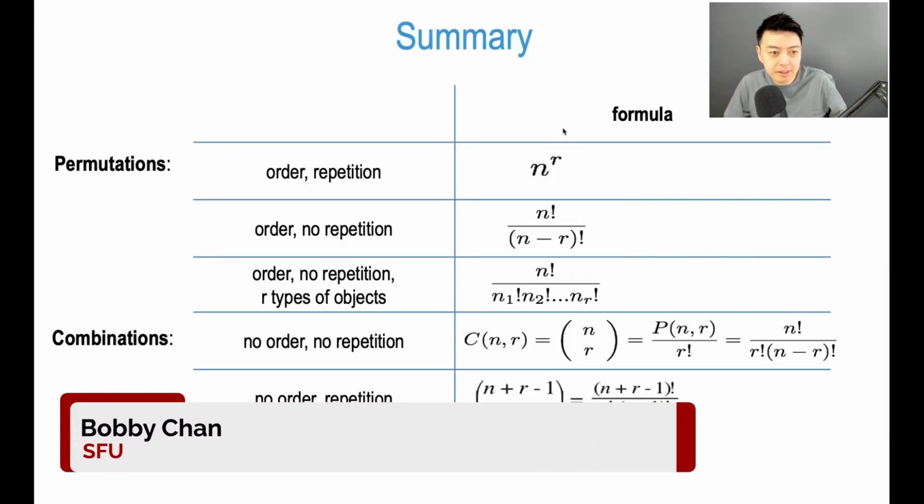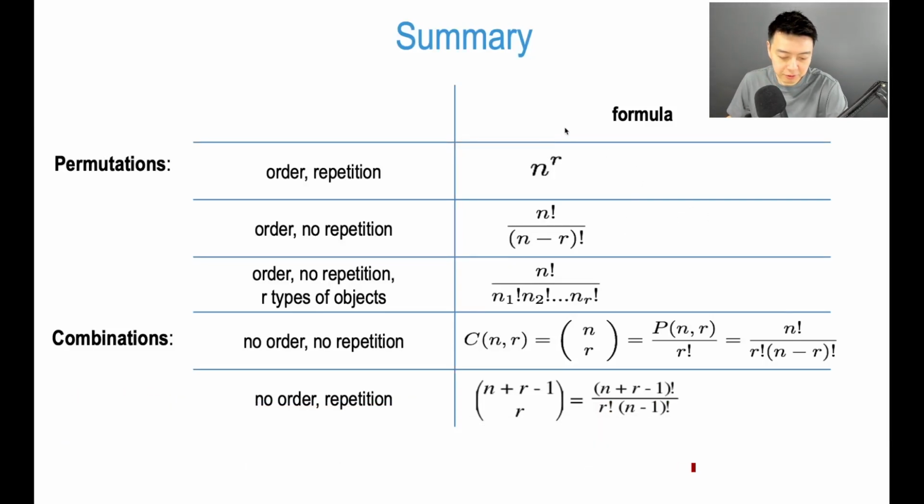Hello everyone. So in this video, we'll do a very quick summary of what we talked about in the last 3 videos. Essentially, we talked about 5, maybe 4.5 formulas. So we have permutation and combination. That's what we started off with. Permutations all have order associated with them, and combinations have no order.